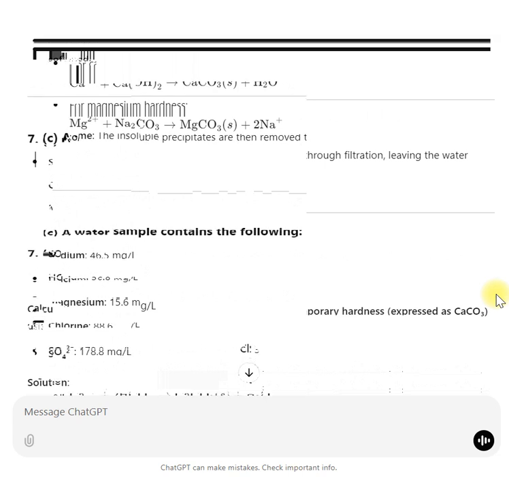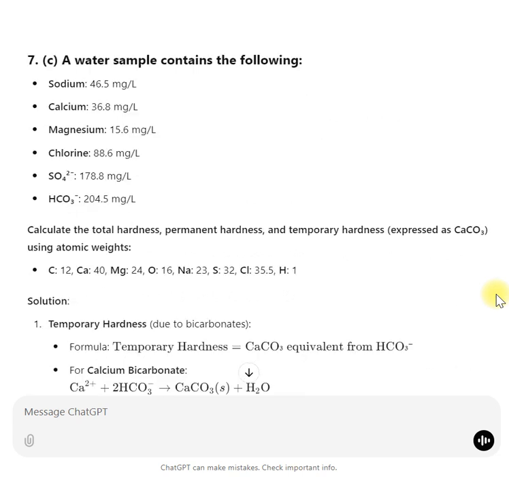7. C. A water sample contains the following: sodium 46.5 milligrams per liter, calcium 36.8 milligrams per liter, magnesium 15.6 milligrams per liter, chlorine 88.6 milligrams per liter, SO4 178.8 milligrams per liter, HCO3 204.5 milligrams per liter. Calculate total hardness, permanent hardness, and temporary hardness expressed as CaCO3 using atomic weights.